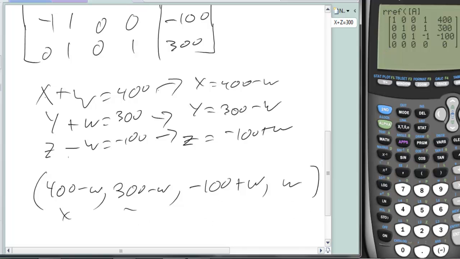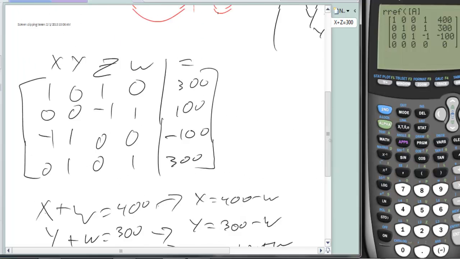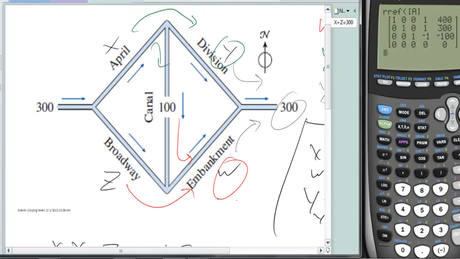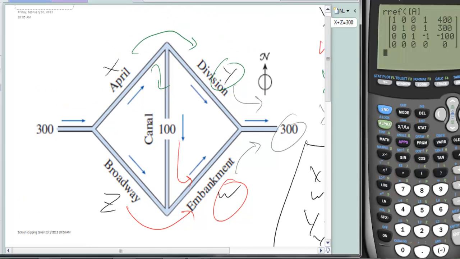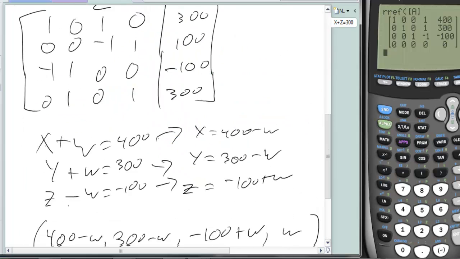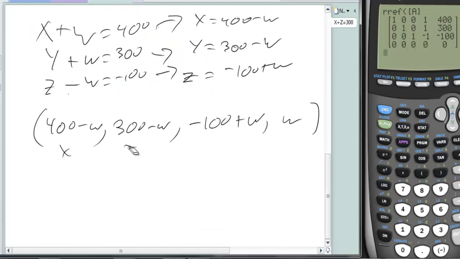So when we go back and look at our original picture, what I'm saying is, I will tell you how many cars need to drive down an embankment, and then you give me that information. We put a little speed strip down there or whatever, and a little counter, and we'll count how many cars drive down it. And then I can tell you how many went down Broadway, April, and Division by just using these simple little equations. Okay, I hope that made sense. Hope that helped. Best of luck.